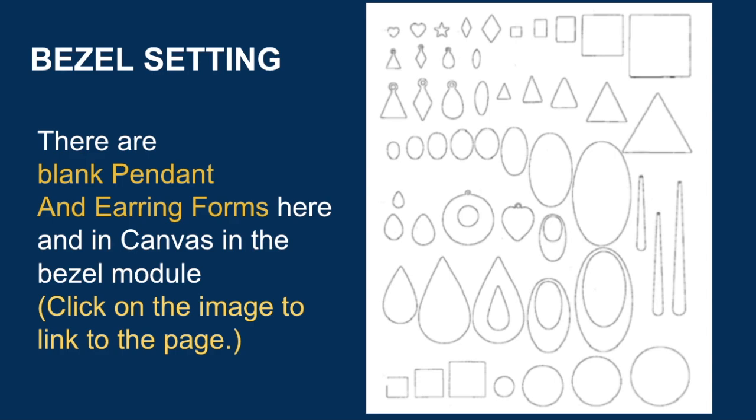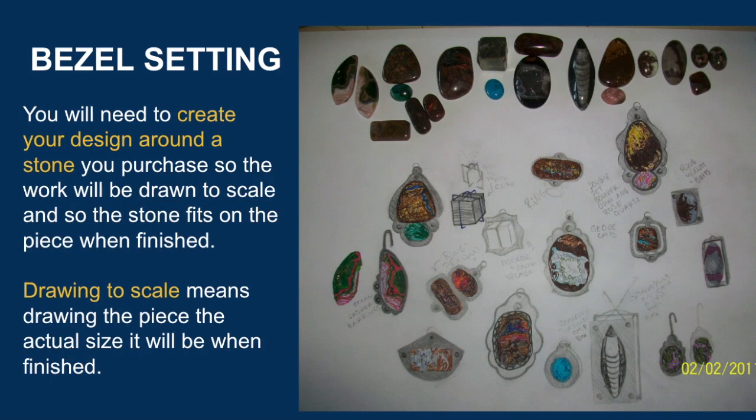Similar to our first project, there are pendant and earring shapes you can start with when designing your bezel piece. It's always a good idea to create at least 5 sketches so you understand what your piece will look like. You can color in different metals or the stones like this person did with colored pencil if you'd like to.